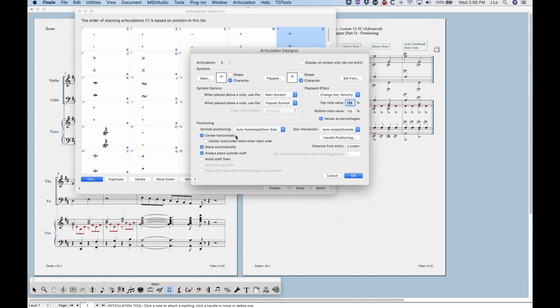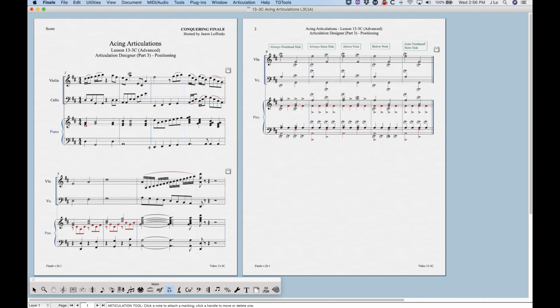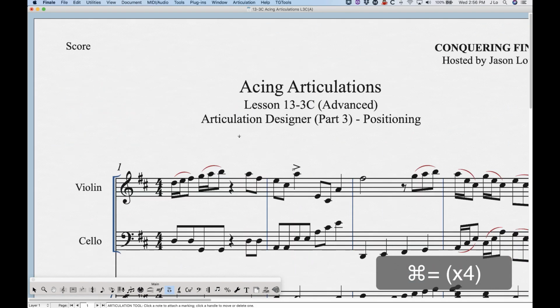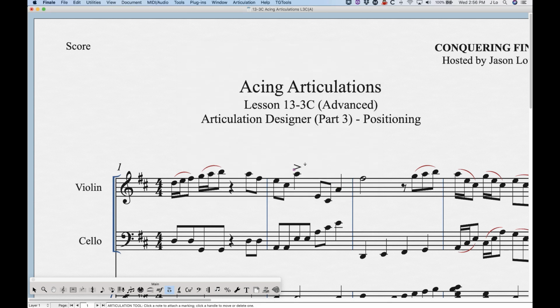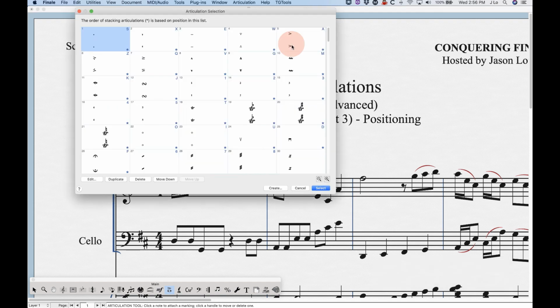So we have center horizontally, which will do exactly what it says. It will center the articulation horizontally over the note. All right. So for example, our accent is set to center horizontally, and you'll see that I just put an accent on this F, and it is centered. Now, if I have that unchecked, the only thing you need to know about this is that it will depend on where your mouse is hovered over the note, where that articulation will get placed horizontally. So you see I was a little bit to the right, and the articulation got set further to the right. So it is important to know that that's what happens when that's unchecked.